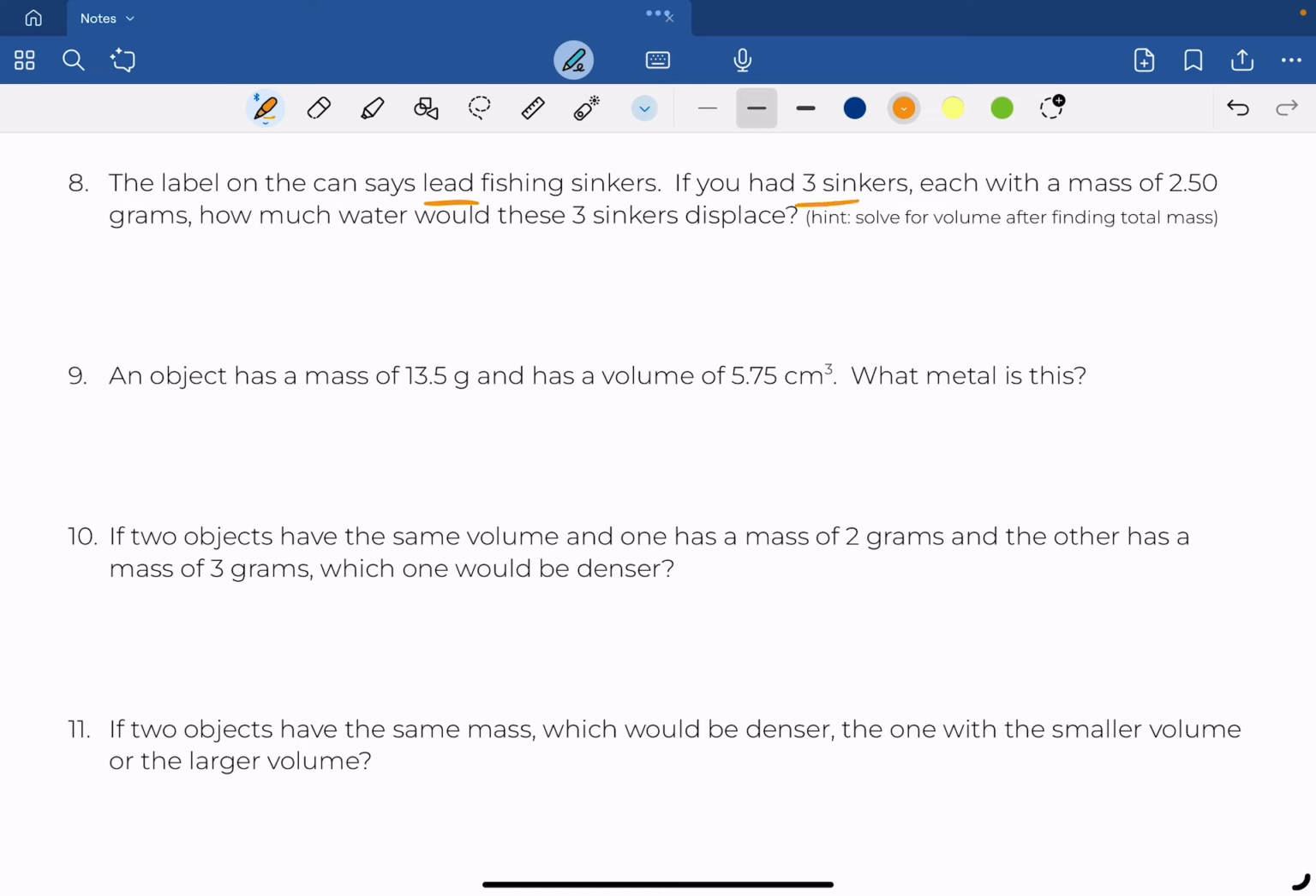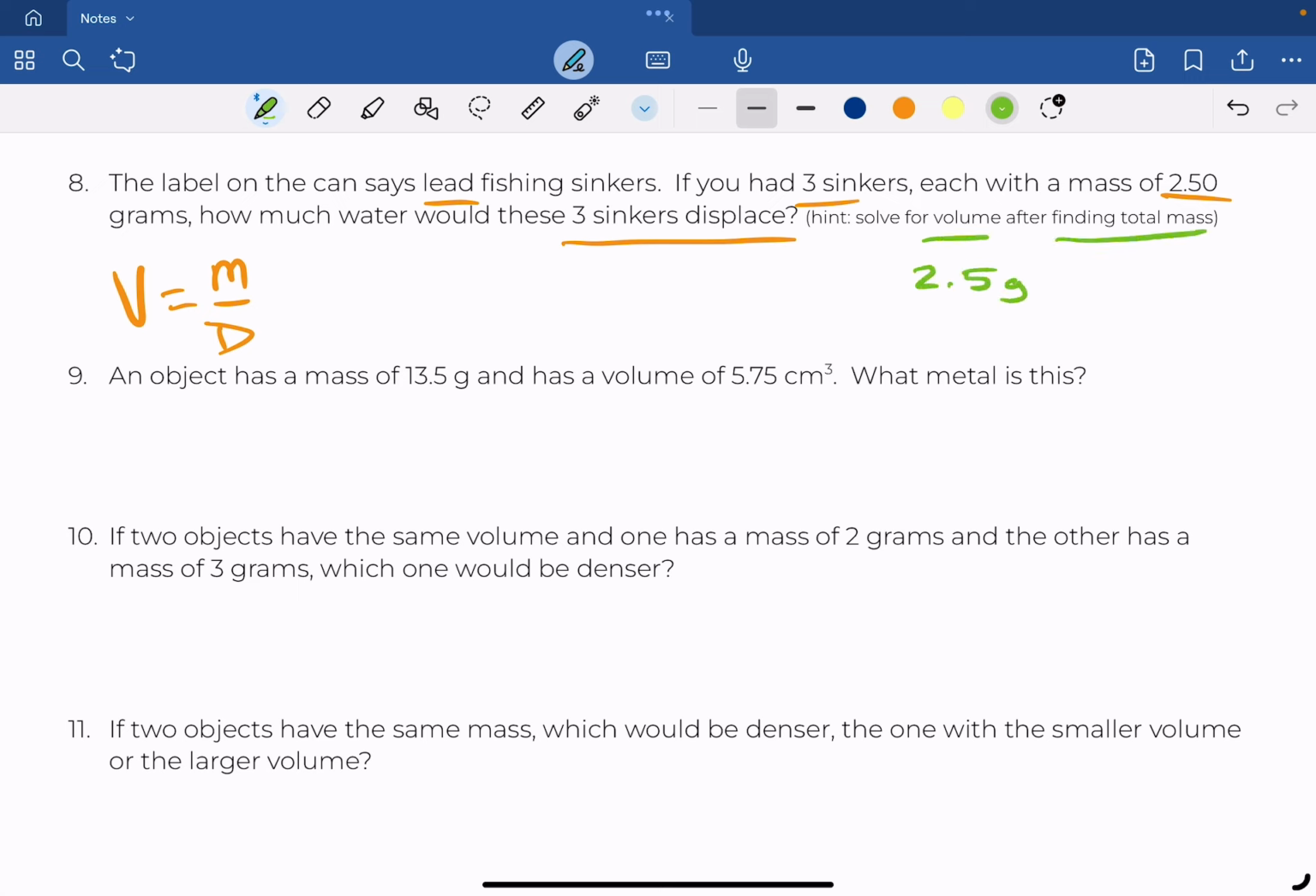So you know what the material is? We have 3 of them, each with a mass of 2.5 grams. We need to know how much water will these 3 sinkers displace. So water displacement is essentially volume. We're trying to figure out the volume in this case of the water that falls out or gets displaced. And so if we are trying to find volume, it's mass divided by density. We need to find the total mass first. I give you a little hint here, solve for volume after finding the total mass.